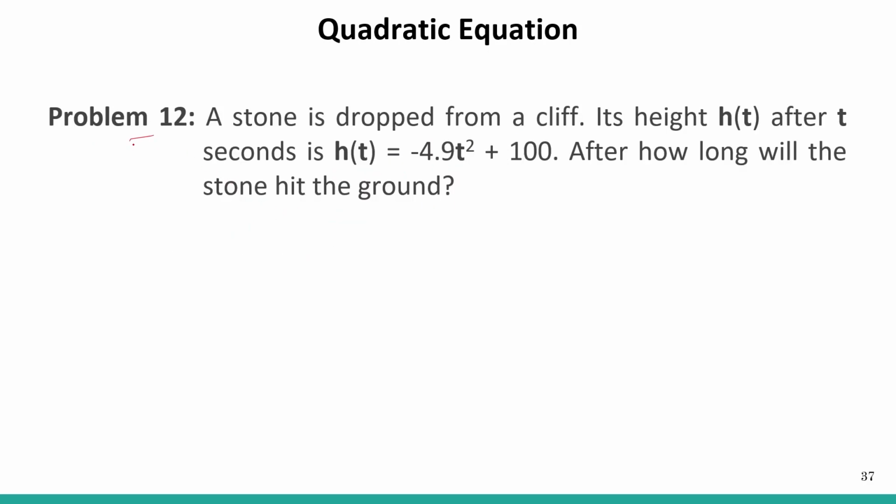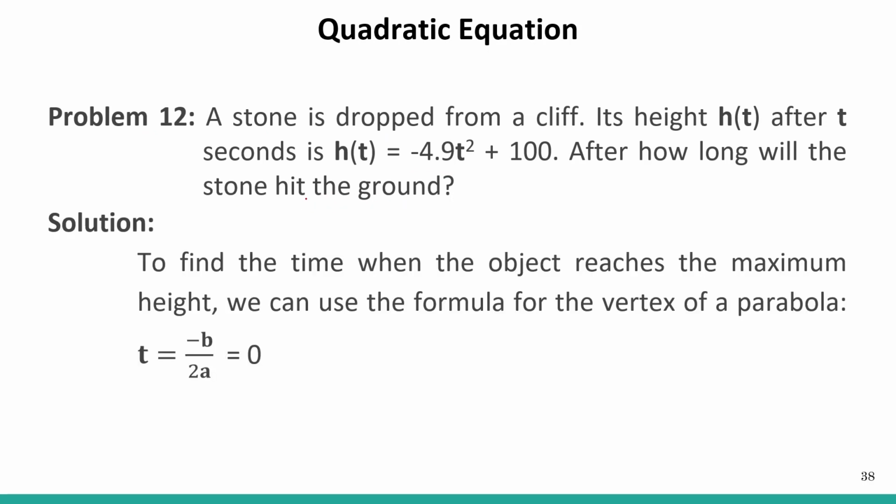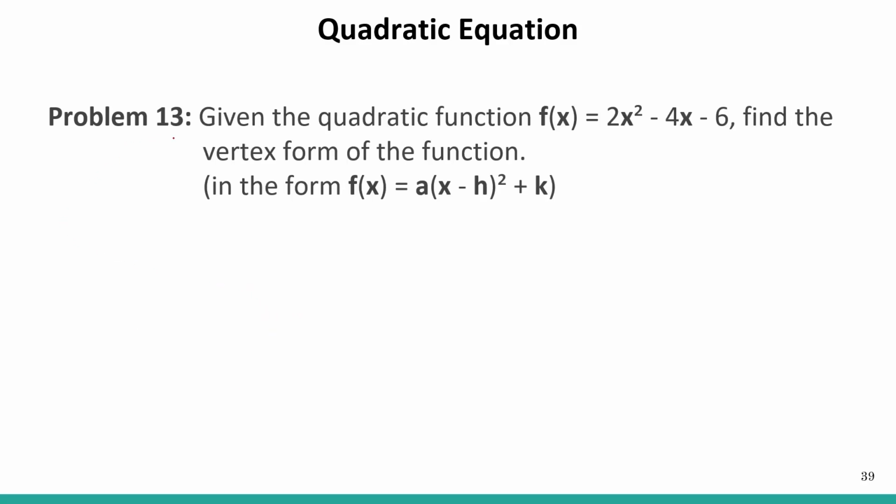So let's see problem number 12. A stone is dropped from a cliff. Its height is h(t) after t seconds, and h(t) is equal to -4t² + 100. After how long will the stone hit the ground? To find the time when the object reaches the maximum height, we can use the formula for the vertex of the parabola, that is t = -b/2a, that is equal to 0.